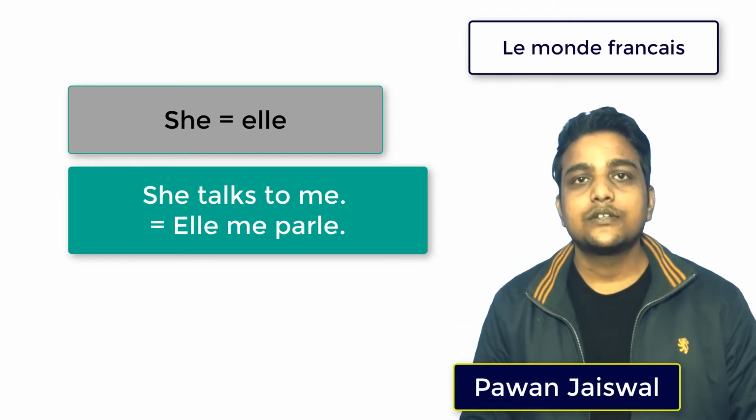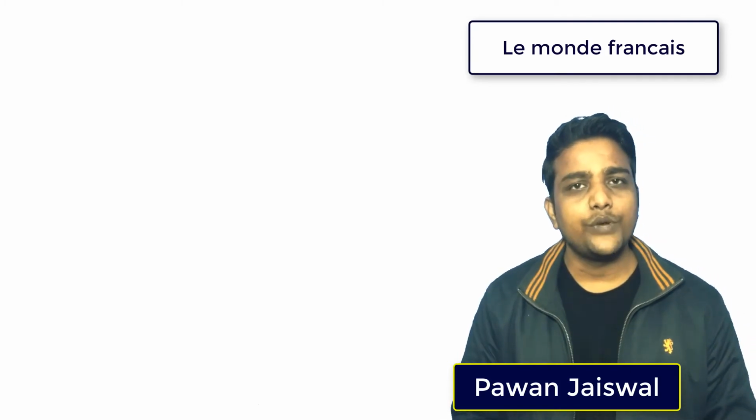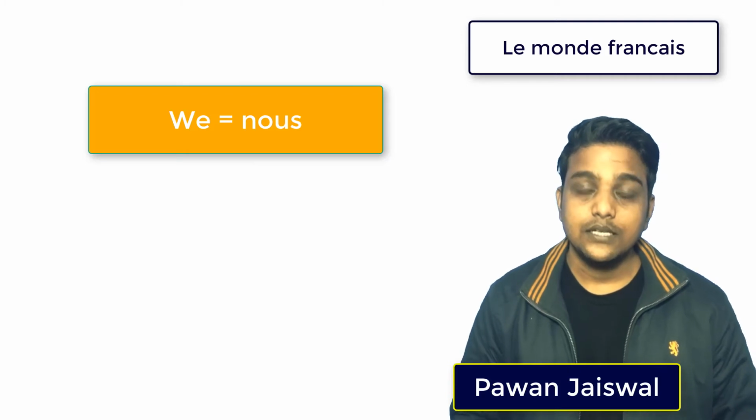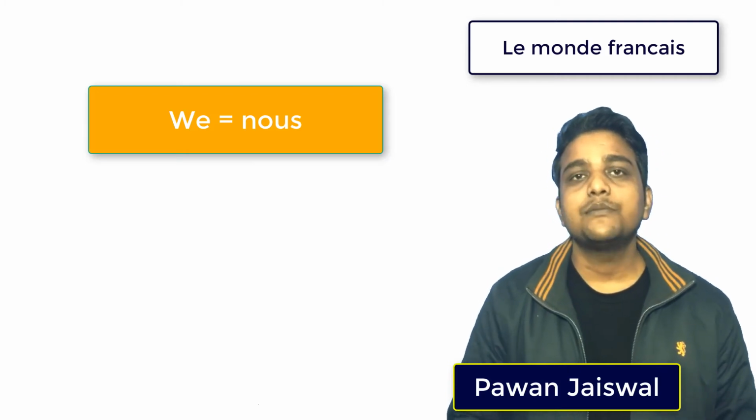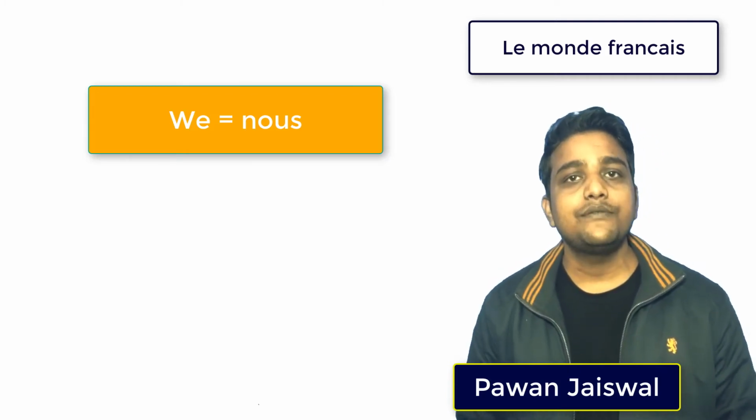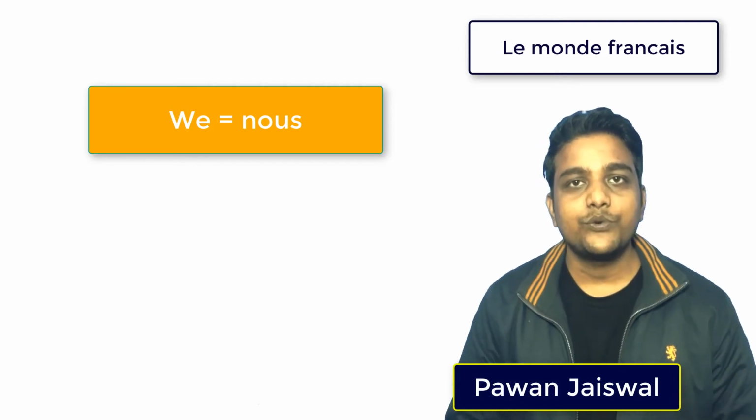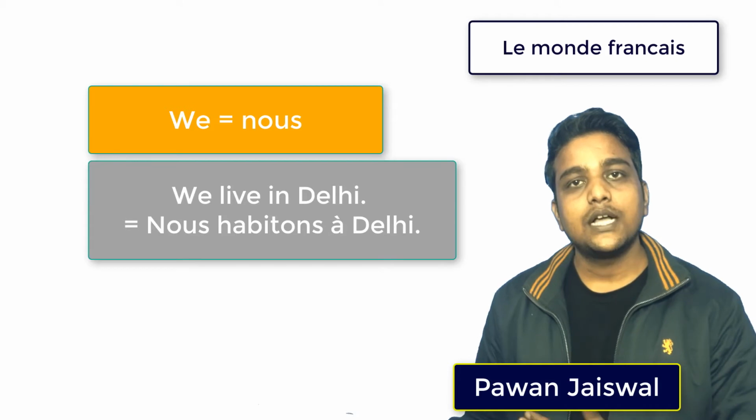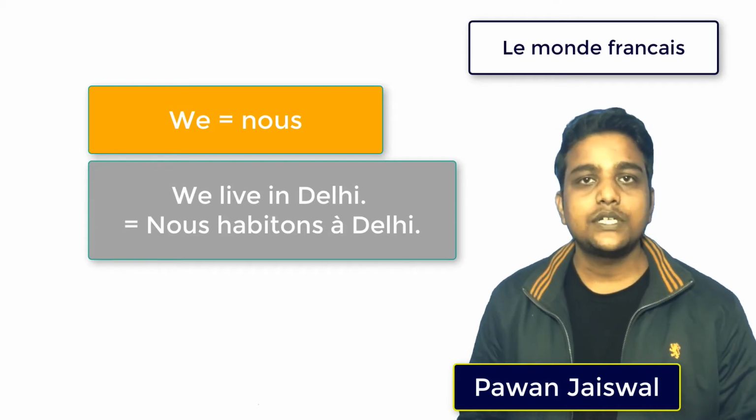Let's go to the next nominative pronoun. It is we. What do you call we in French? It is nous. For example, if you have to say we live in Delhi, the sentence would be nous habitons à Delhi. Nous habitons à Delhi.